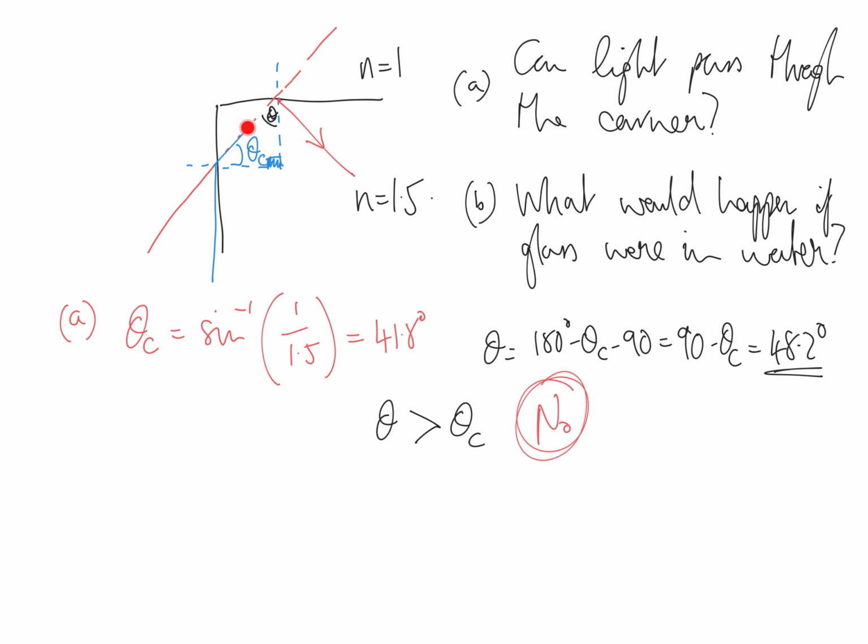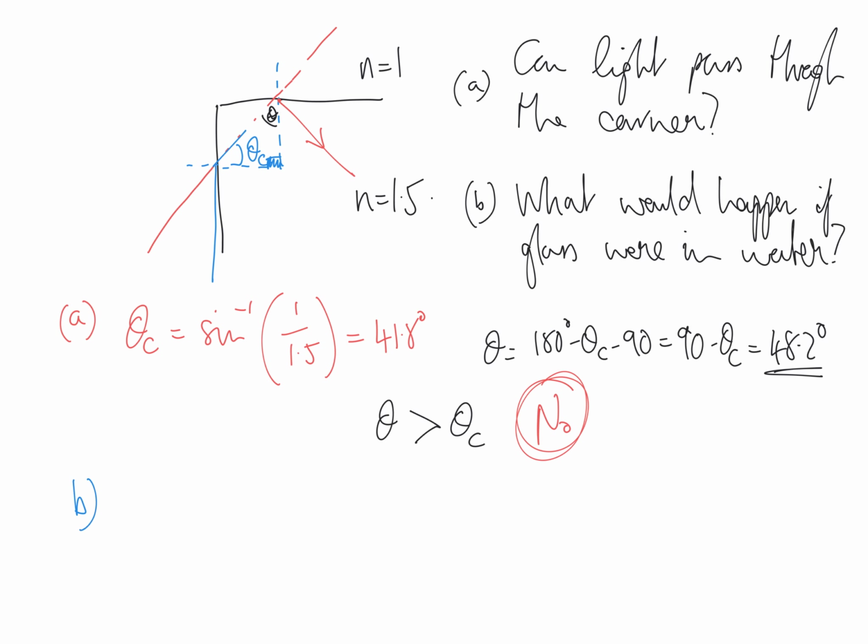Light will always bounce back, because even at the steepest angle, at the critical angle, it's greater than the critical angle, so therefore it bounces back. And anything like this will be even greater than the critical angle. The question is, what happens if we surround this with water?